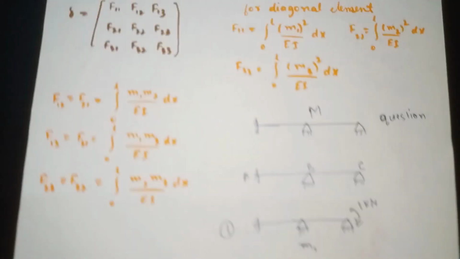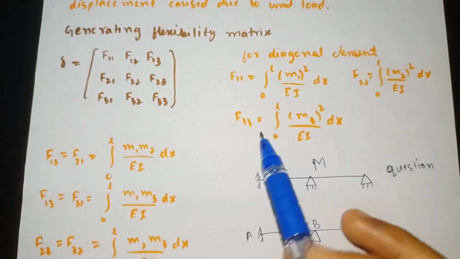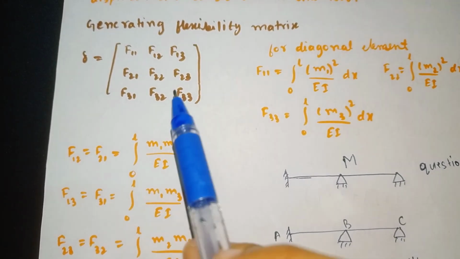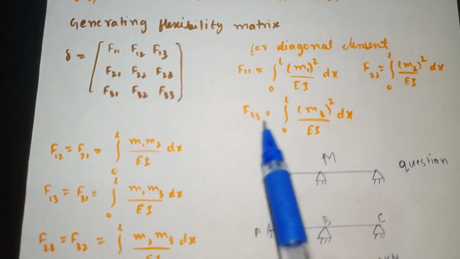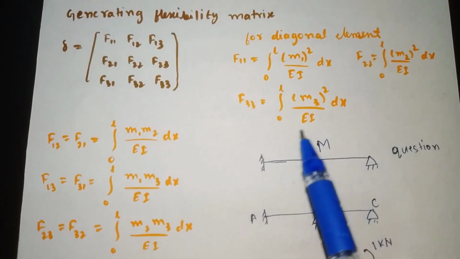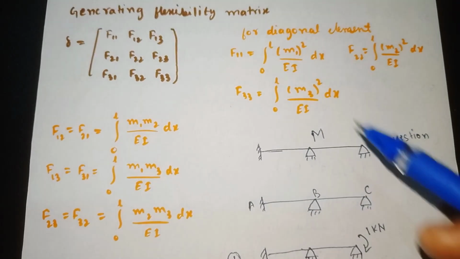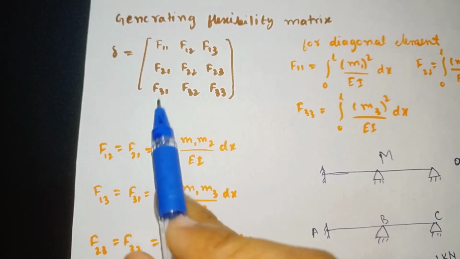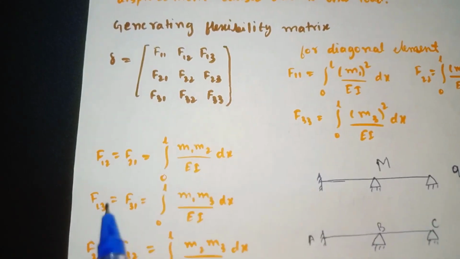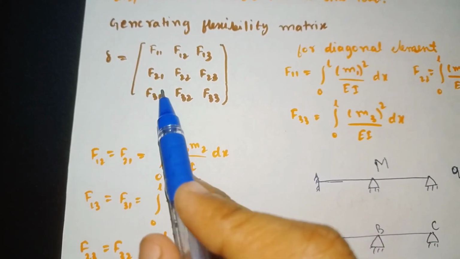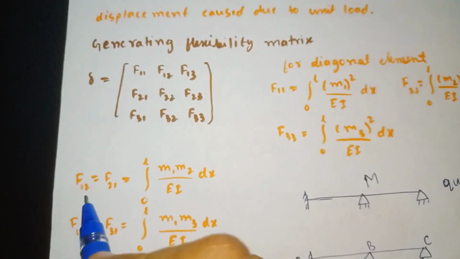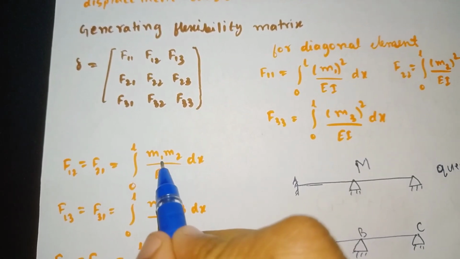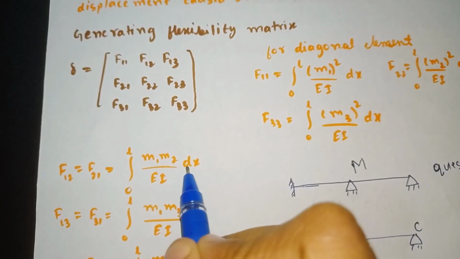So now we'll see. Here we have learned how to find the diagonal elements by using this formula, and we also know how to find M1, M2 and M3. Now we'll see how to find F21 and F12. The formula for finding F21 and F12 is the same. F12 is equal to F21 is equal to the integration from 0 to L of M1 into M2 divided by EI into dx.